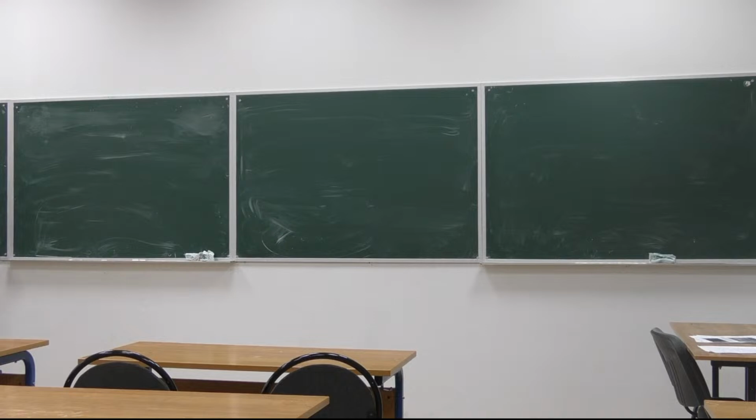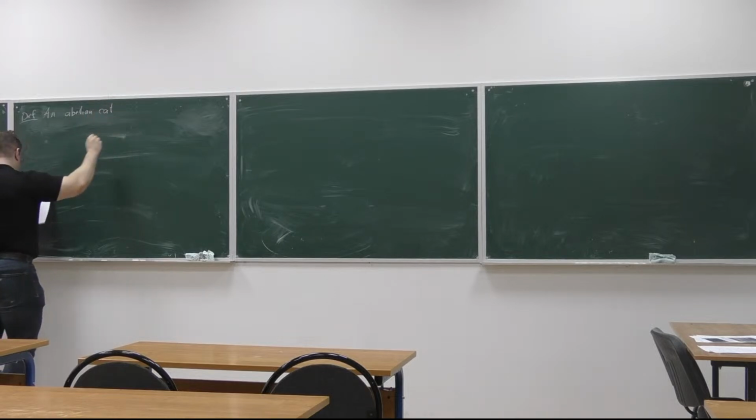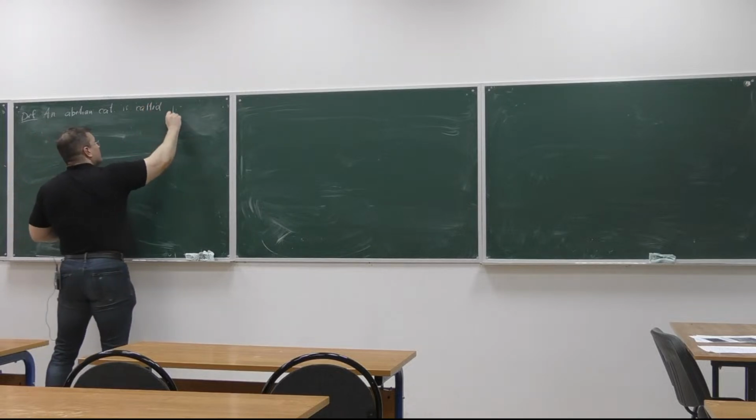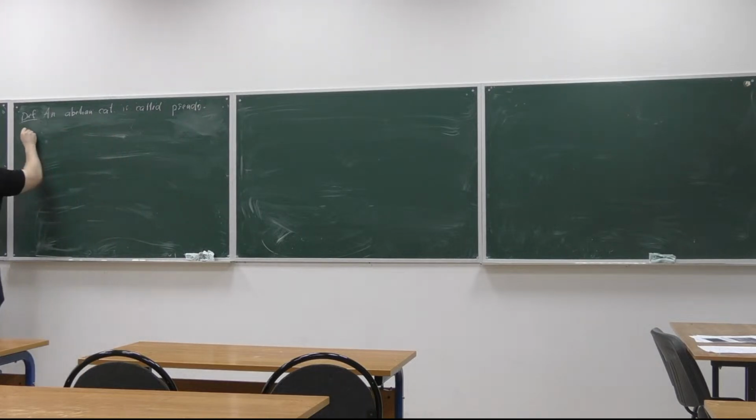So, okay, I continue injective objects, and today I'm going to finish this topic. So, new definition. An abelian category is called pseudo-complemented if you have the following property.